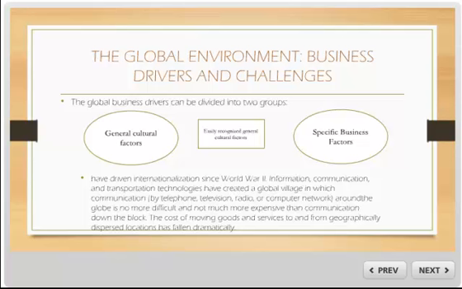The global environment: business drivers and challenges. The global business drivers can be divided into two groups: general cultural factors and specific business factors. Internationalization has been driven since World War II by information, communication and transportation technologies. Communication around the globe is no more difficult and not much more expensive than communication down the block.